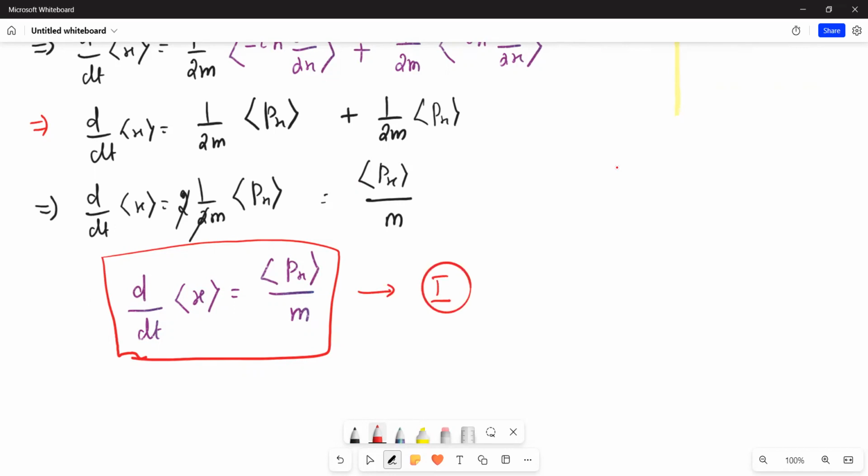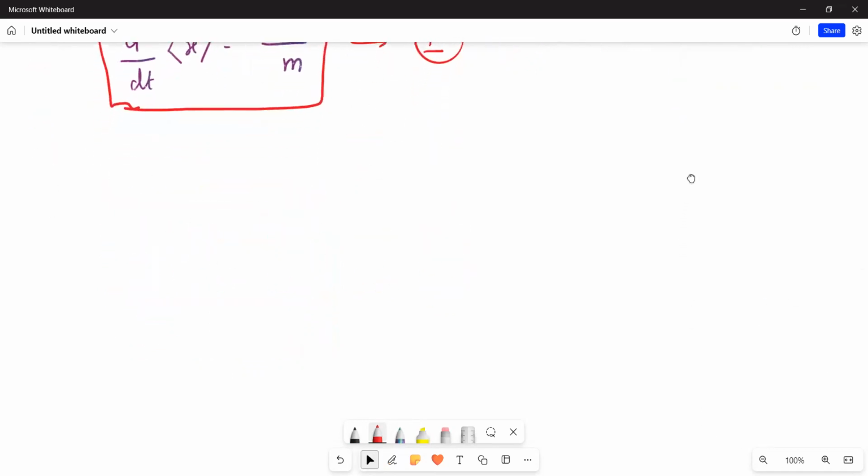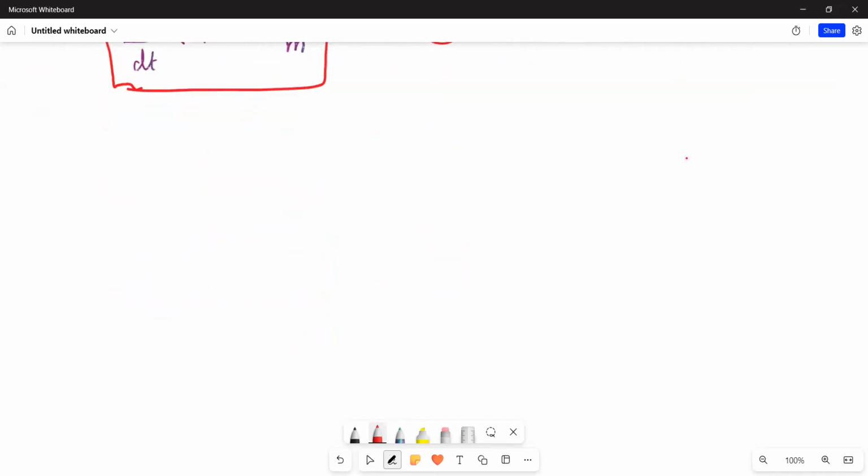So it is analogous to the classical particle, I mean classical as per Newton's law of motion. The result we are getting, the similar result we are going to get for quantum systems also. Okay. So let me continue for the second one. What is the second equation?